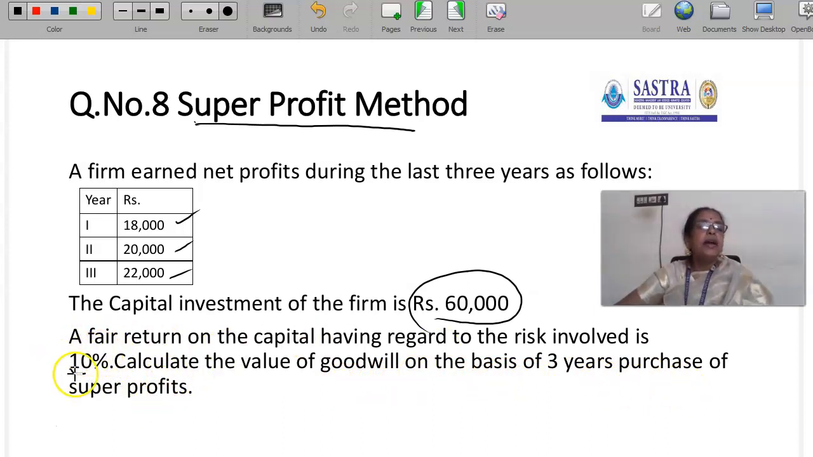This is nothing but the normal rate of return. The normal rate of return is 10%. Capital employed by the business is 60,000. The profit of the 3 years is given. We have to find out the average profit. Then we have to compare it with the normal profit. Then we have to calculate the super profit. That super profit should be multiplied with the number of years of purchase. Number of years of purchase is 3 years. Let's see how to calculate the value of goodwill under the super profit method.